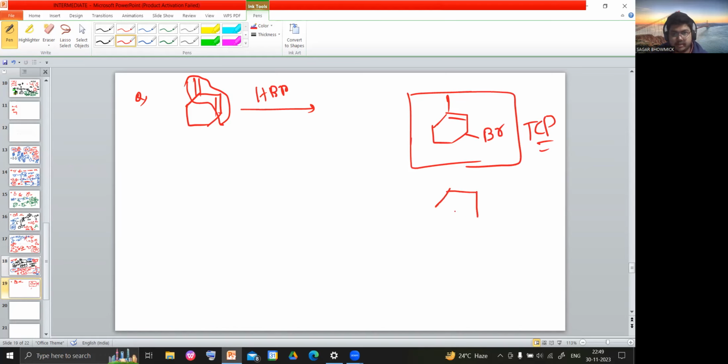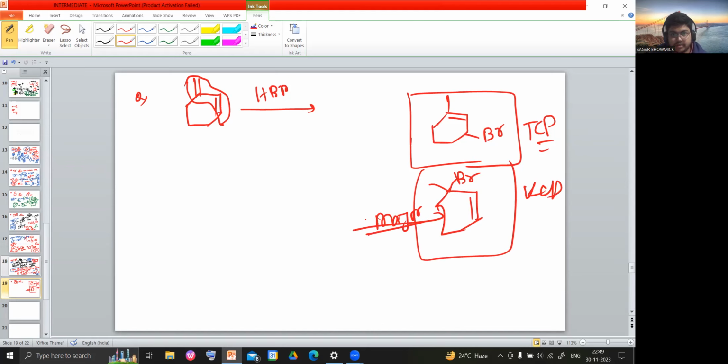What will be the kinetically controlled product? The kinetically controlled product will be this one. It is KCP. Here in this case, it will not be major. But if the temperature is very low, then this is going to be the major product.